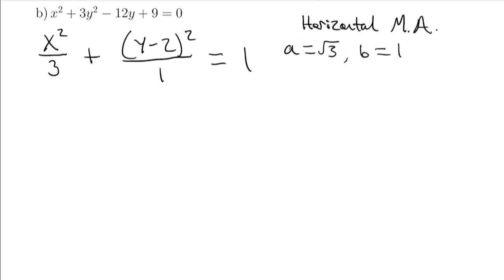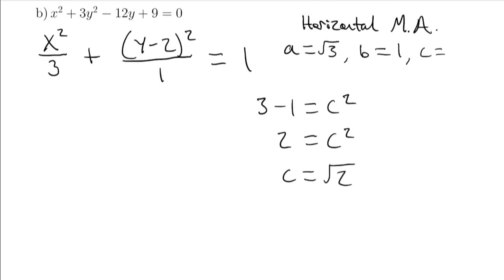Right? And now I can find c. What does c equal? Well, I can take a squared, that's 3. I can subtract b squared, that's 1. And that's going to equal c squared. So that means c squared equals 2. And that means c equals the square root of 2.